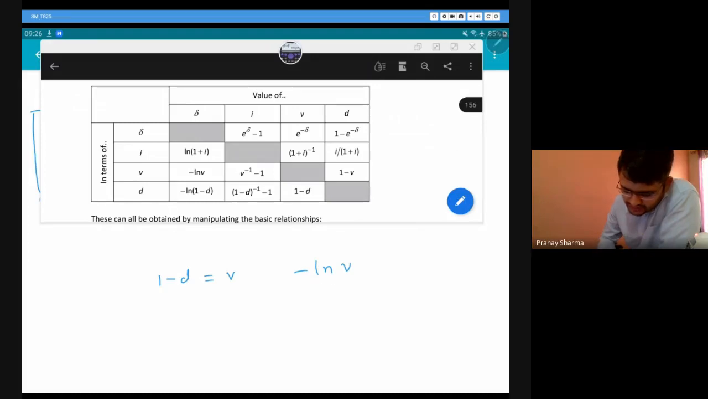Okay, so this table is also very much important. You should write this table, because we have all the conversions in other factors. We have i in terms of delta, we have i in terms of v, i in terms of d, we have v in terms of these three, we have d in terms of the other three. So we use this a lot. That is why you should have this table handy with you.